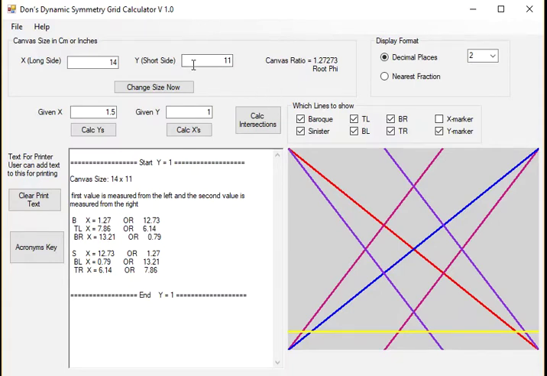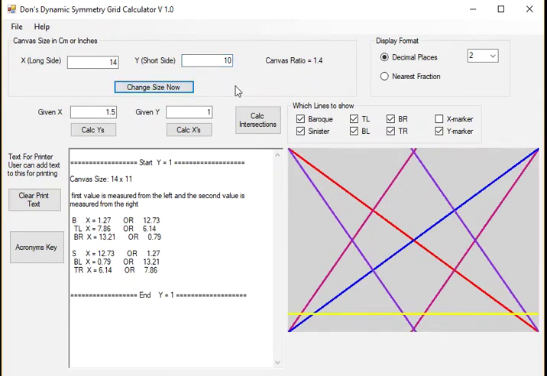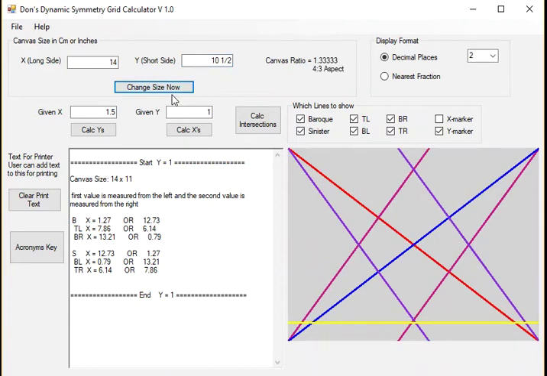Another important feature before I close this out is that over here, if I happen to be within 1% of a root 2 or phi or root phi in this case, it will print out what it is down here. And up here, I can change this to 10, and of course I have to update it here. Or I could do 10 and 1/2 for that measurement, or I can use decimal form. Same thing over here.